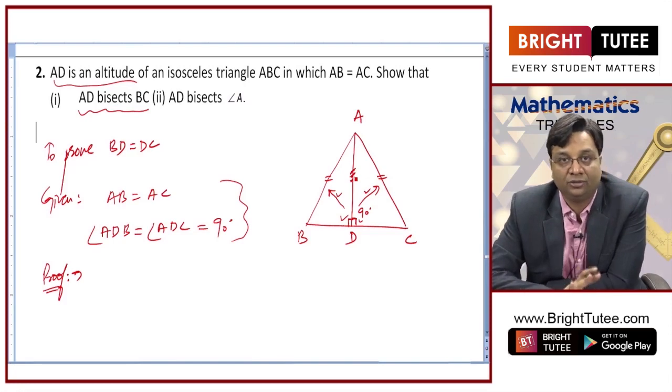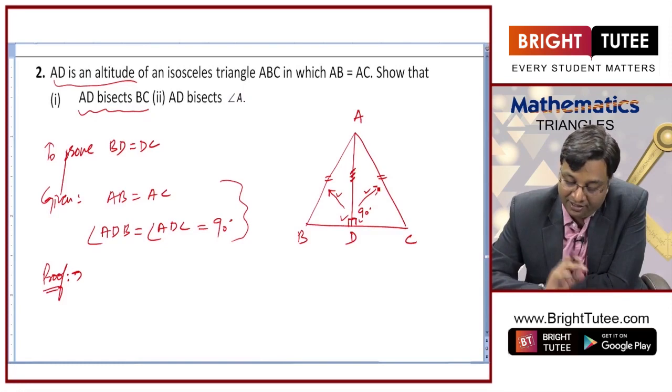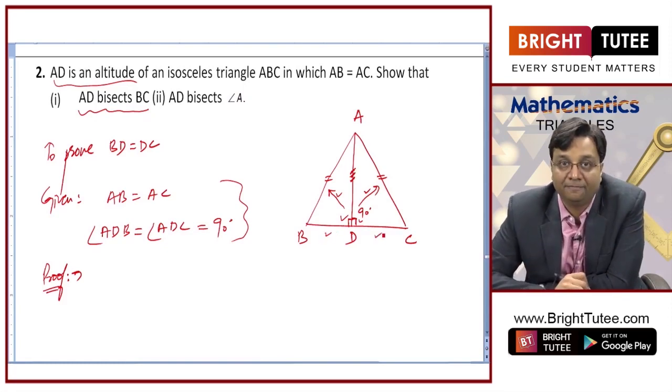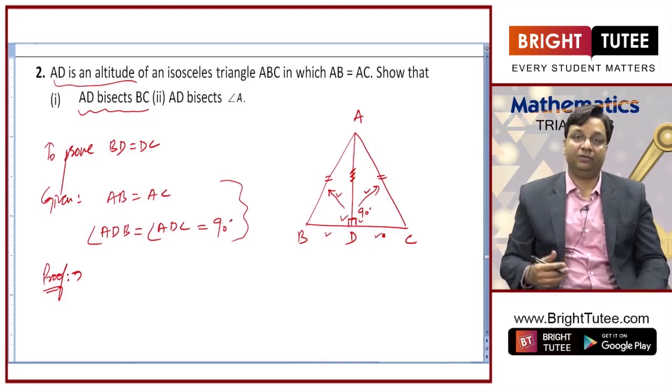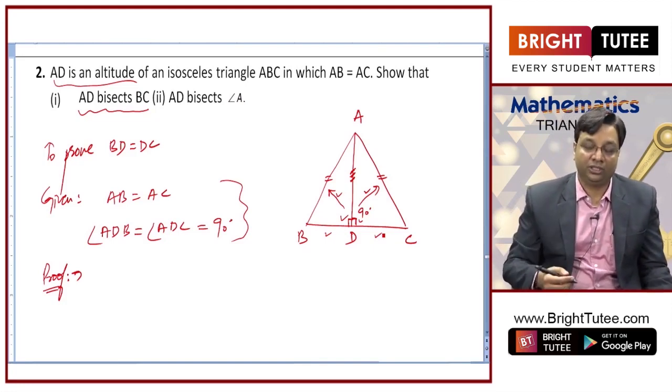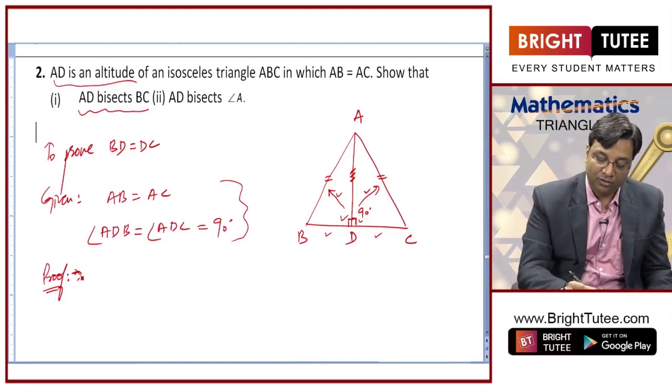So by RHS congruence rule, we can say that these two triangles are congruent, and by CPCT we will say that BD is equal to DC. Okay, so this is how we will proceed. Now you can do this question yourself. Otherwise, look for the hint in my solution.